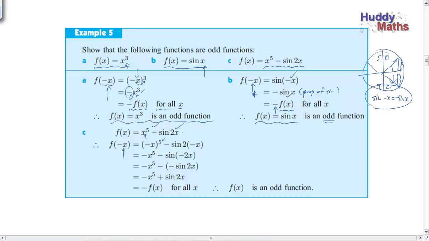Neg x to the fifth, and minus sine 2 times neg x, and a negative raised to an odd power is negative. So it's neg x to the fifth, and sine 2 times neg x is minus sine of neg 2x. And then we can say properties of sine: sine of a negative angle is minus the sine of the angle. Property of sine. And a negative times a negative is a positive.